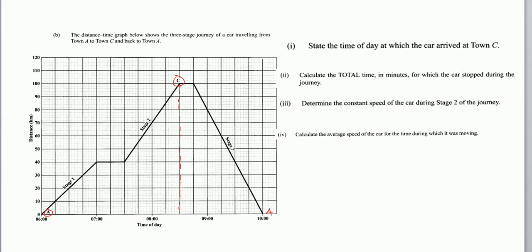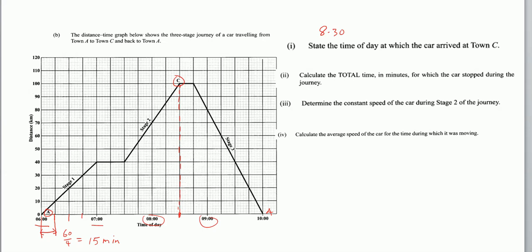Now you need to understand the scale on the time axis. This is 6 to 7, so that is 1 hour, which is 60 minutes. We could divide the 60 minutes into 4 parts. So from here to here represents 60 over 4, which is equal to 15-minute intervals. If you want to know the time at which you arrive at town C, from here, this is 8 and this is 9. This point here is the time we need, which is midway between 8 and 9. So that is really 8:30. That's the time at which the car arrived at town C.